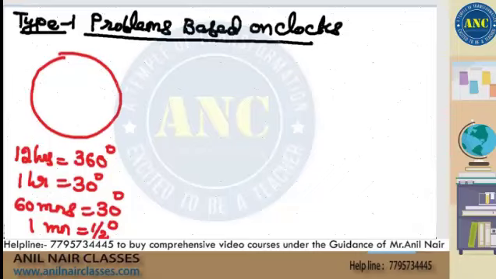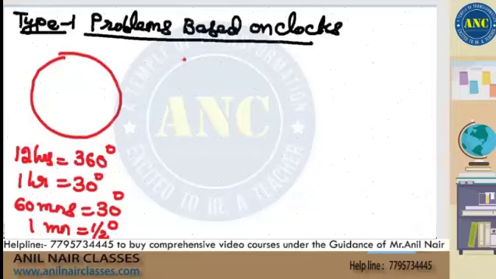Please write down this. A clock is in the form of a circular shape. Total angle in a clock is 360 degrees. Total there are 12 hours. 12 hours will correspond to 360 degrees. 1 hour will correspond to 30 degrees, which means in 1 hour the angular displacement will be 30 degrees. In 1 hour, our hour hand will go 30 degrees. In 1 minute, our hour hand will go half degree.